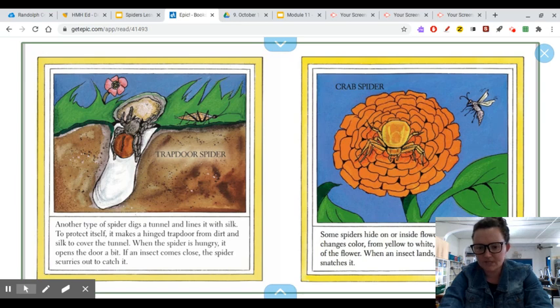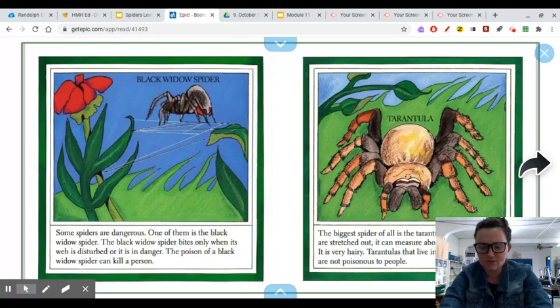Some spiders hide on or inside flowers. One spider even changes color from yellow to white to match the color of the flower. When an insect lands, the spider snatches it. That's a crab spider. There are so many different spiders in this book.